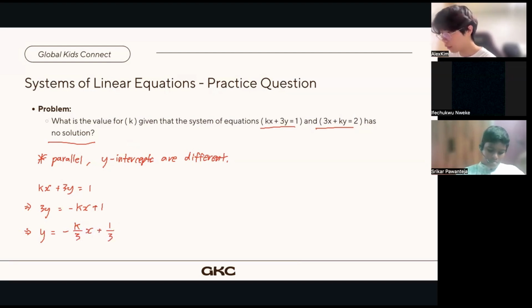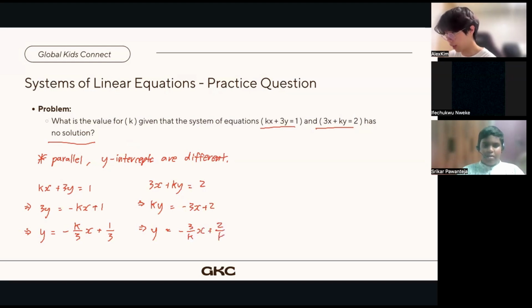And then we do the same for the second equation. We have 3x plus ky equals 2. Then isolate the ky, and then y equals negative 3 over k x plus 2 over k. Now, we have two expressions here.